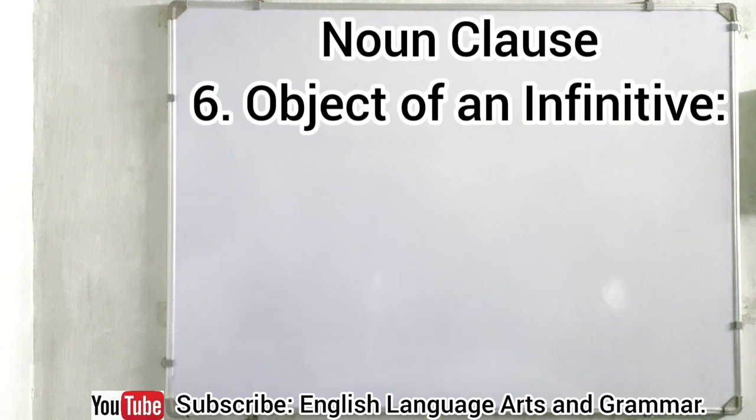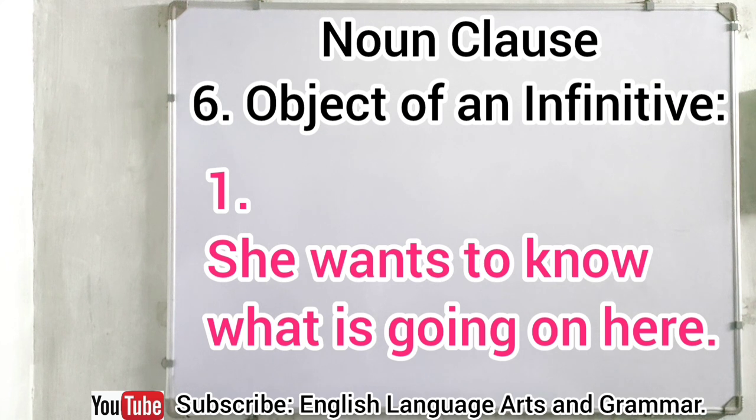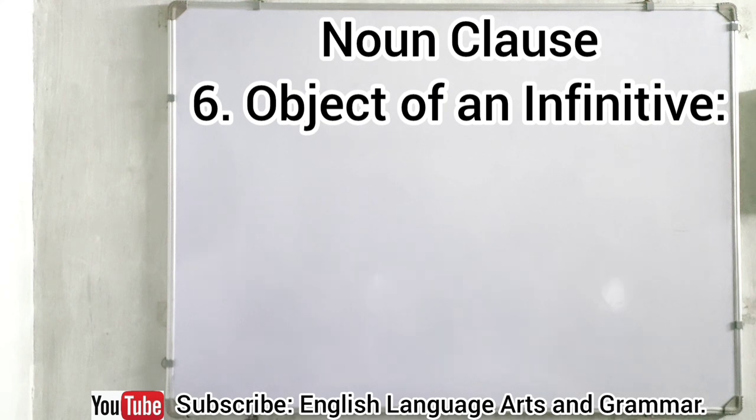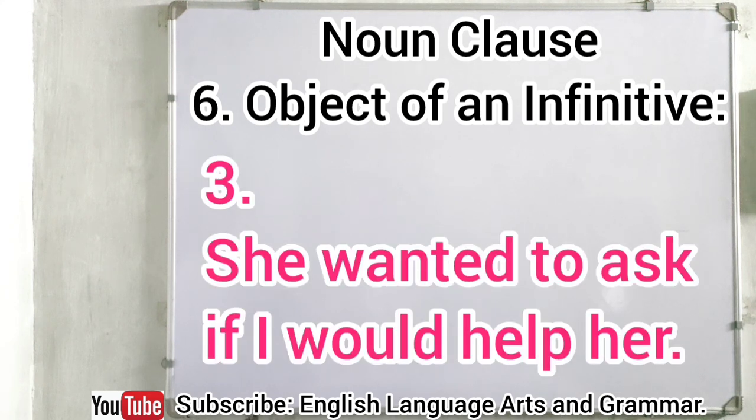Let us learn some examples of object of an infinitive. Example 1. She wants to know what is going on here. Example 2. He came to see that he was mistaken. Example 3. She wanted to ask if I would help her.